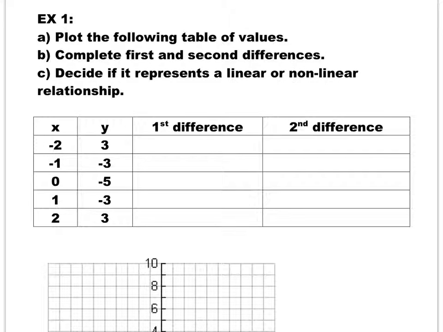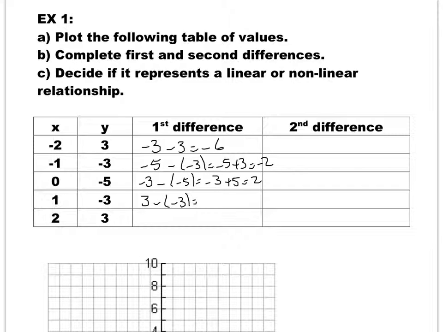So the first one is going to be negative 3 minus 3, which is negative 6. Then negative 5 minus 3, which is negative 5 plus 3, which is negative 2. Then it's going to be negative 3 minus 5, which is negative 3 plus 5, which is 2. And the last one is 3 minus 3, which is 3 plus 3, which is equal to 6. You can see that the first differences are not equal, so this is not linear.